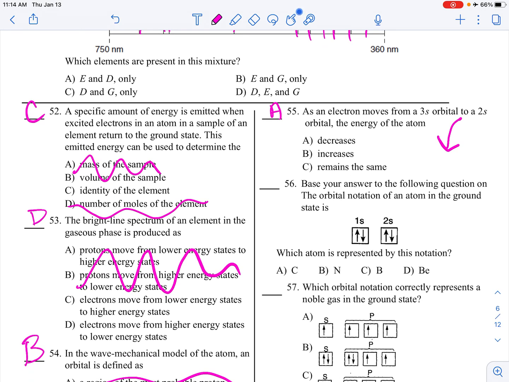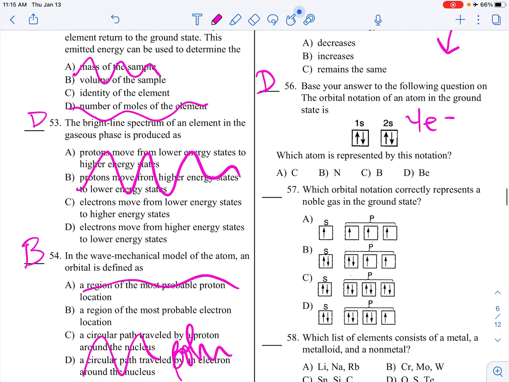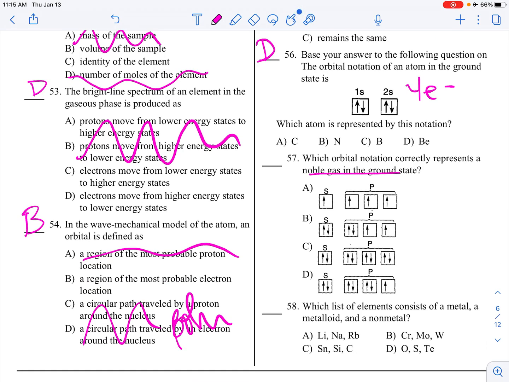Base your answer. Orbital notation. So who is this? It's got 4 electrons arranged 1s2, 2s2. So who has 4 electrons? That is beryllium. Which is a noble gas in the ground state. So I don't even need to really look this up because I know they have a full outer shell. This is orbital, but it's full. So who is full? Choice C.